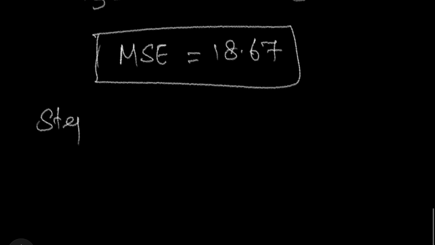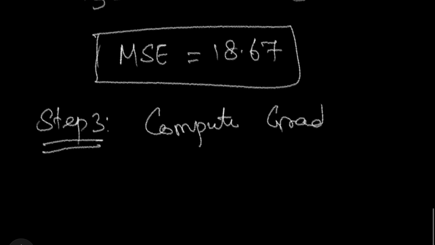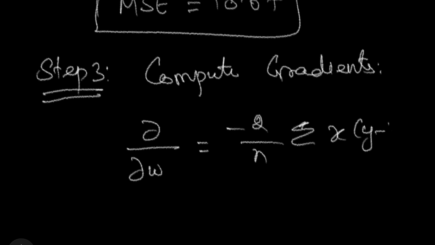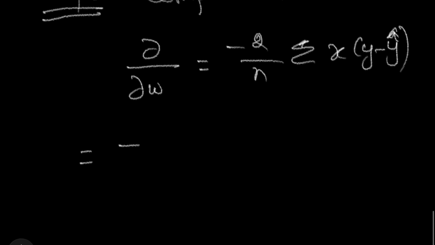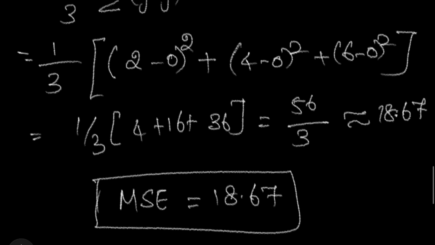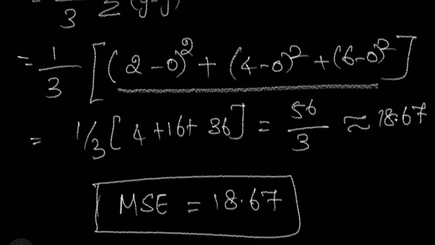Now, in step 3, I have to find the gradients. Once you have found the error, you have to minimize it. That is the work of gradient descent. So the gradient with respect to w can be written as equals minus 2 divided by n summation of x times (y minus predicted y). Here n is the number of samples, 3.